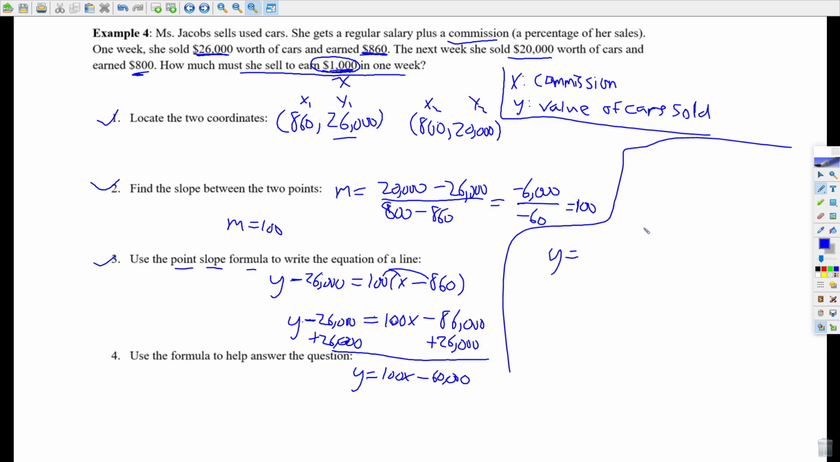So Y equals 100 times 1,000. It's going to be pretty big. But then we're going to minus that by 60,000. I'm just plugging in 100 down here for X. So it's 100 times 1,000. That's going to be 100,000 minus 60,000. It's pretty easy to do. So the amount that she has to sell, the value of the cars that she has to sell, will end up being 40,000. 100,000 minus 60,000. So she'd have to sell $40,000 worth of vehicles to get a $1,000 check.